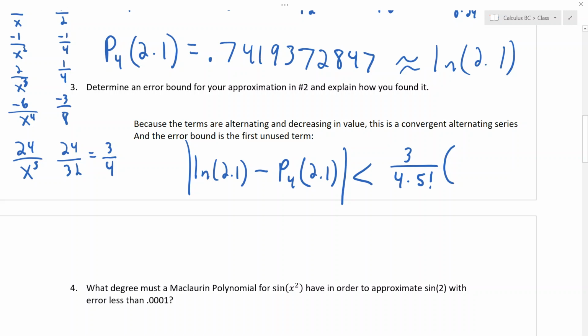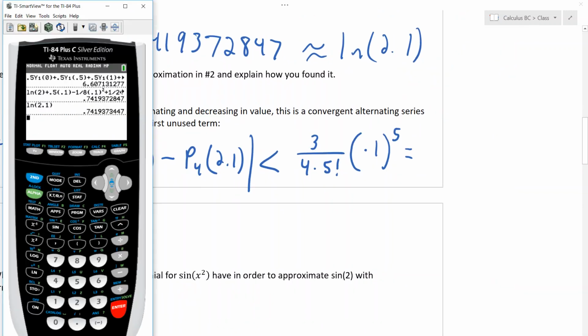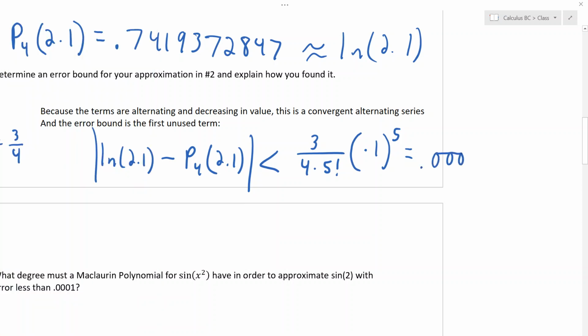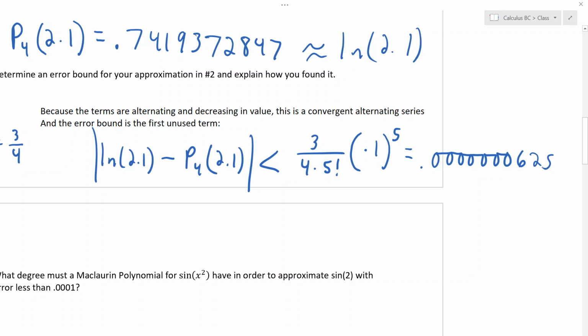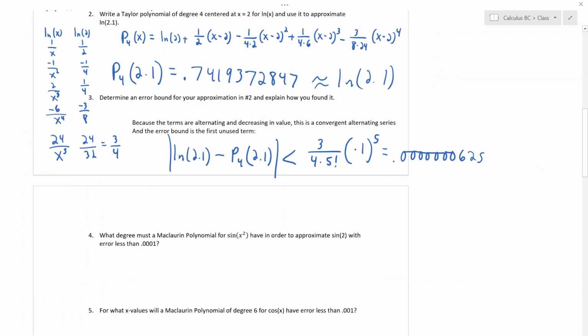x, specifically 2.1, so it's really 0.1. That's probably fine to leave like that, but we can do this. It's 3 divided by 4, that's 0.75, divided by 120 times 0.1 to the fifth, and you're going to see it's a super duper tiny number. You can use scientific notation, no matter.